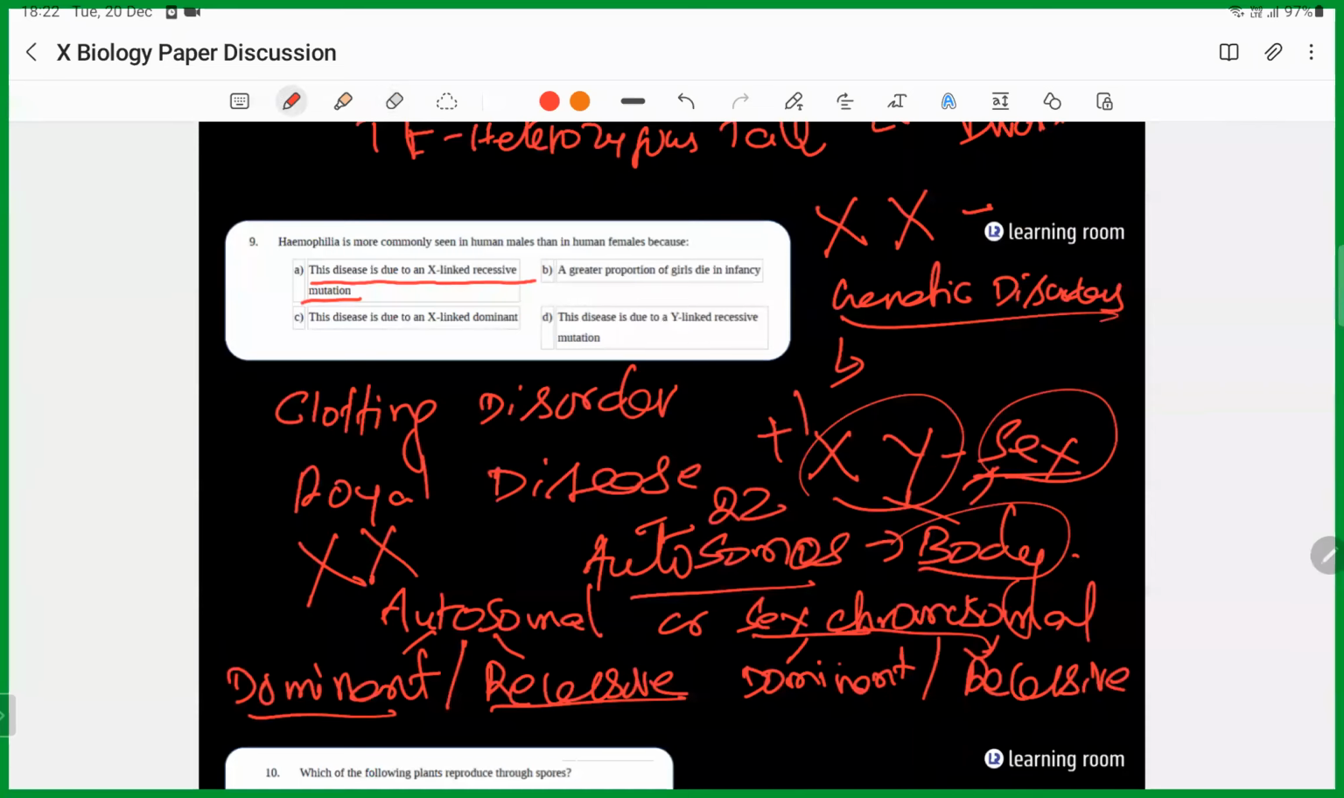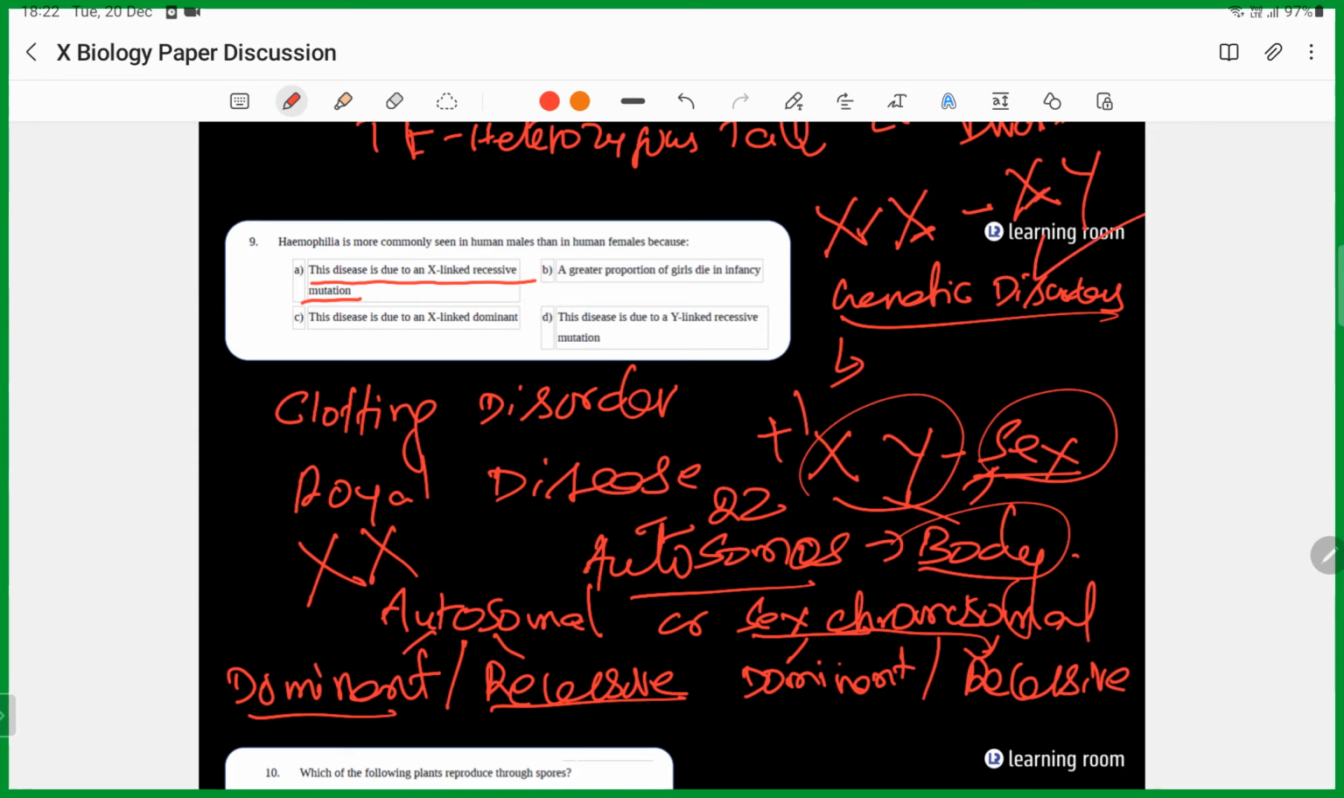Okay, so if the female has one recessive gene, she has a contrasting dominant gene, so she does not get the disease; she is a carrier. But the male has only one X chromosome, so even though the gene is recessive, he gets the disease.